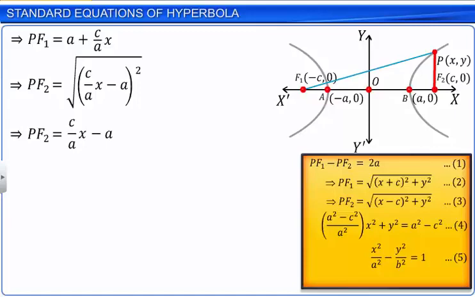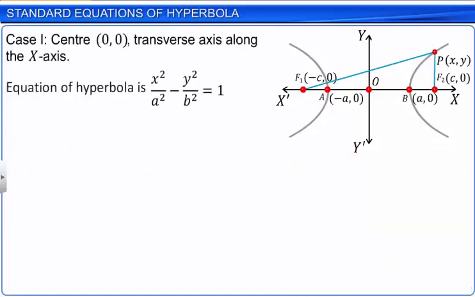Substituting these values of PF1 and PF2 in equation 1, we see that the geometric condition is true. Thus, we can say that point P lies on the hyperbola represented by equation 5. The equation x squared upon a squared minus y squared upon b squared is equal to 1 is the standard equation for a hyperbola with its center at the origin and the transverse axis lying along the x-axis.